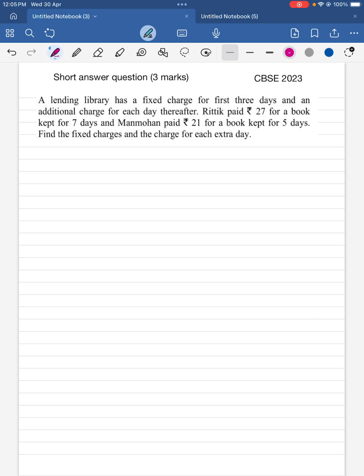Okay, so let's first try and understand what the question is saying. What it means is that for the first 3 days, there's a fixed charge. And after that, there's an additional charge for each extra day the book is kept. Okay, so let me assume that the fixed charge be equal to rupees X and the additional charge for each extra day equal to rupees Y.